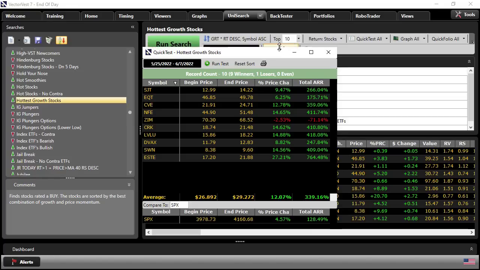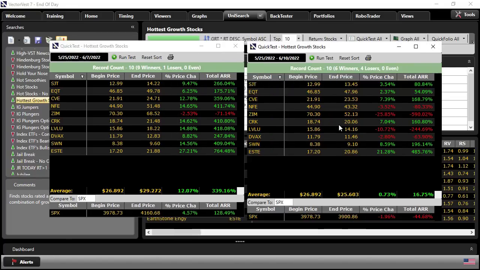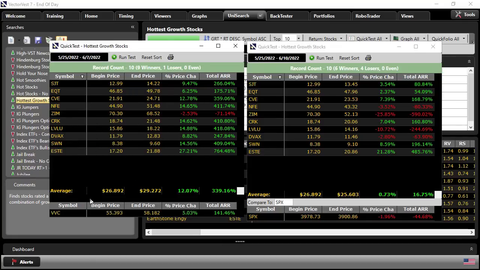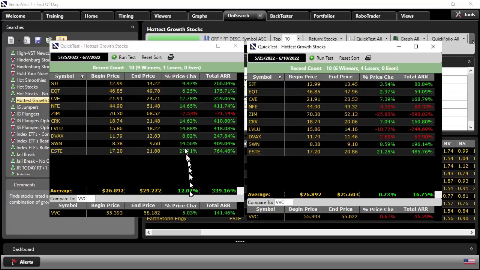let's put those results side by side. At the top of that market cycle, our basket of stocks had gotten as high as 12%. The market was up 4.5%, as measured by the SPX. Let's change our benchmark to the VVC. That's my preference. So the VVC was up 5%. 9 winners, 1 loser. Best performer, still ESDE up 27%.